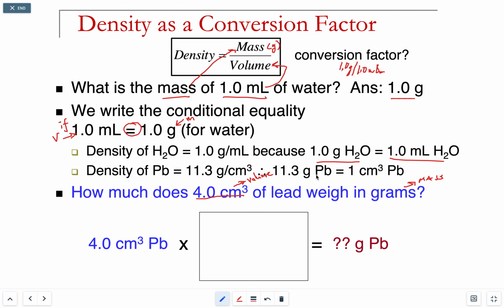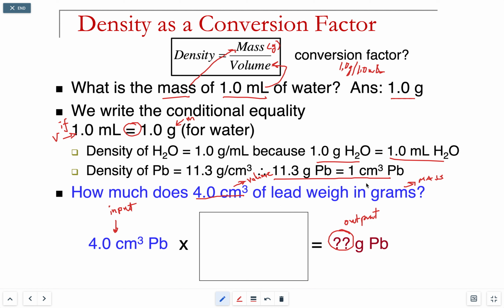So you would start your problem here. This is your input. This is your output. This is what you're solving for. You just don't know what this is. So we need to construct a conversion factor that's going to do it. Well, we're going to generate that from the density, from this relationship right here. Now, there's 2 conversion factors we can construct out of this.